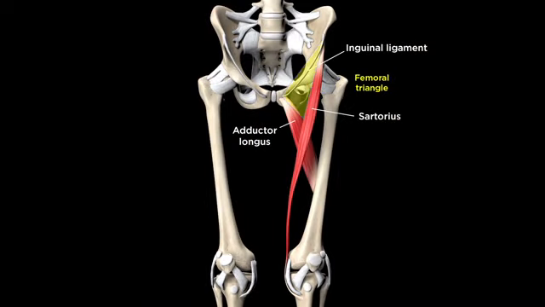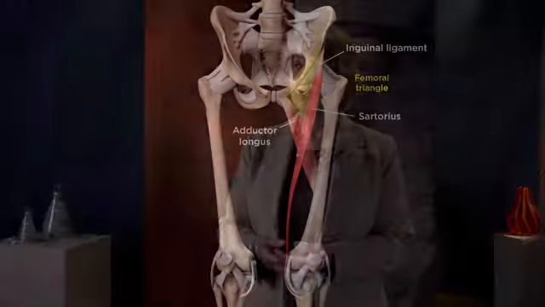I should also add here that sartorius, adductor longus, and the inguinal ligament border a region known as the femoral triangle, which is of clinical relevance due to the femoral artery, vein, and nerve within it. The femoral artery can be used to draw arterial blood gases, as well as for insertion of an intravenous line or catheter for certain cardiac procedures.